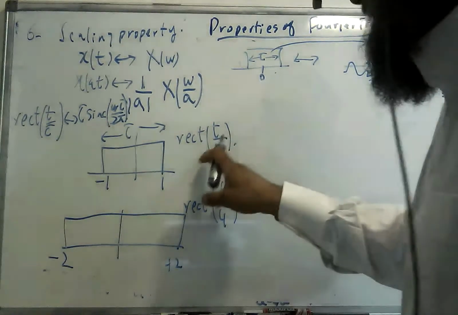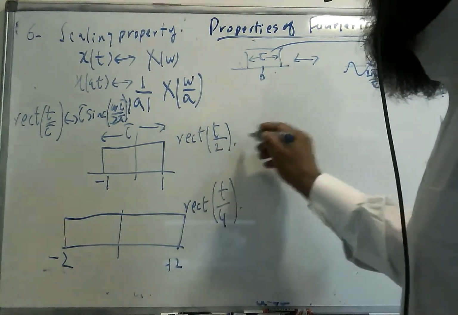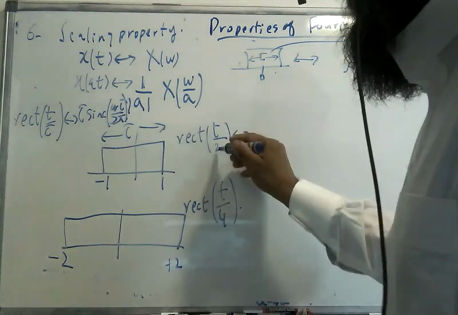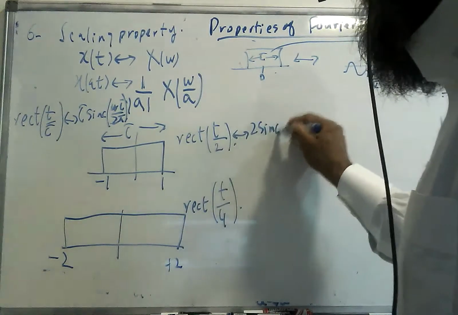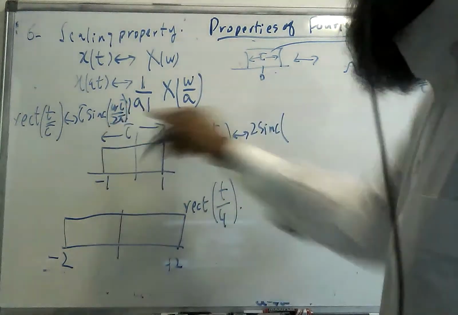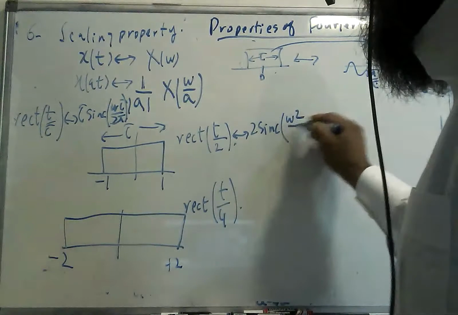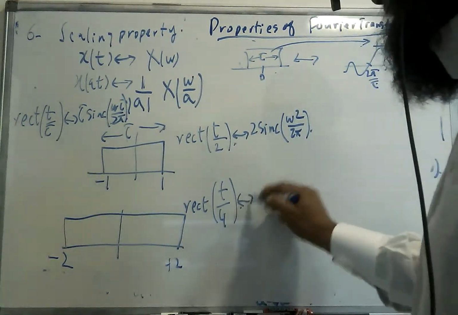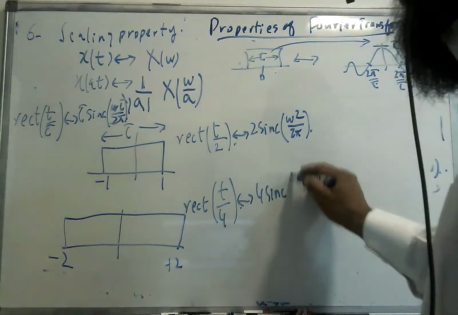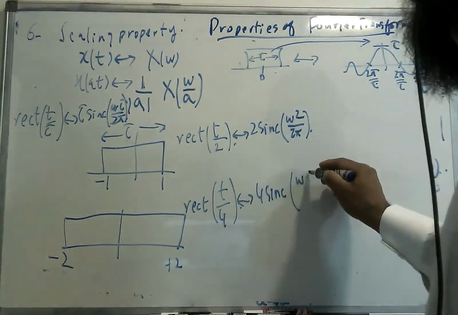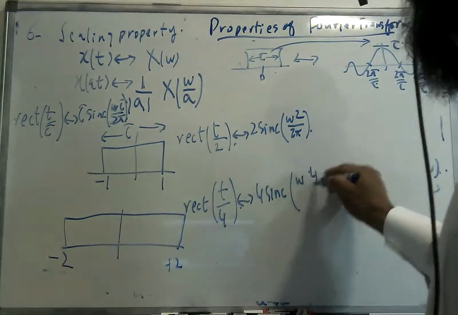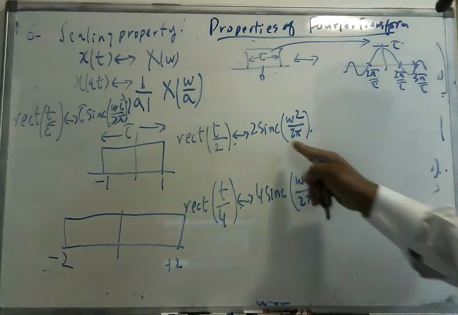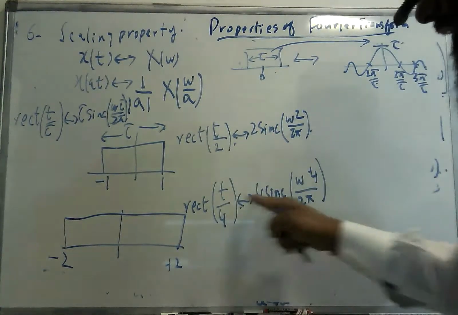Now I have rectangular t by tau. So what is the Fourier transform of this? The Fourier transform is tau sinc, so which is 2 sinc of omega 2 divided by 2 pi. All right. And the second one will be 4 sinc of omega 4 divided by 2 pi. So I can either use the property or I can use the direct function.